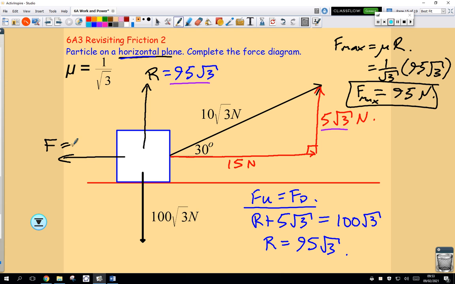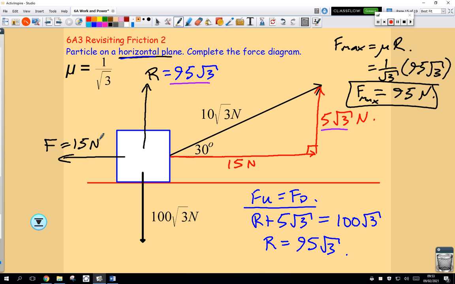Well, no is the answer, because to the right there's a force pulling of 15 newtons. Friction doesn't create motion, it only opposes motion. So it doesn't need to call on all that 95 newtons that it's capable of calling upon. So it's only going to get up to 15 newtons. So that's my force diagram here. So friction would be 15 newtons in this case.